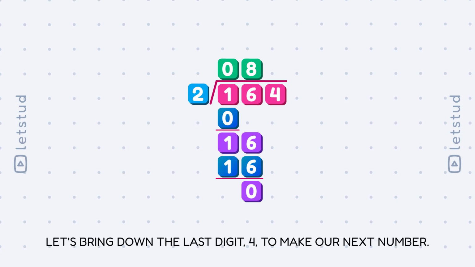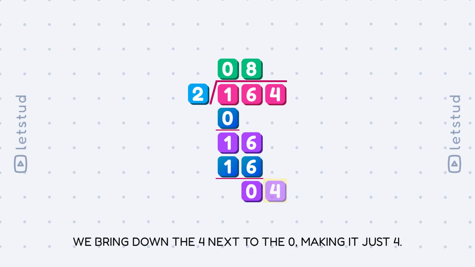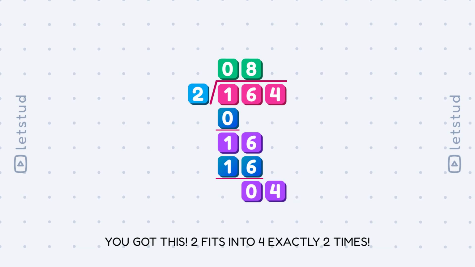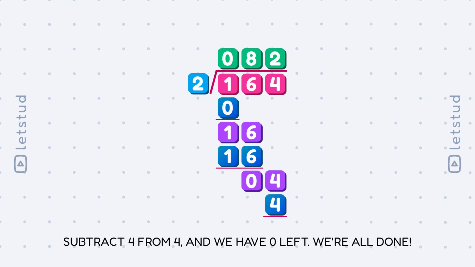Let's bring down the last digit, 4, to make our next number. Last step, we have 4. How many times does 2 go into 4? We bring down the 4 next to the 0, making it just 4. You got this, 2 fits into 4 exactly 2 times. Let's multiply. 2 times 2 equals 4, exactly what we have. Subtract 4 from 4 and we have 0 left.